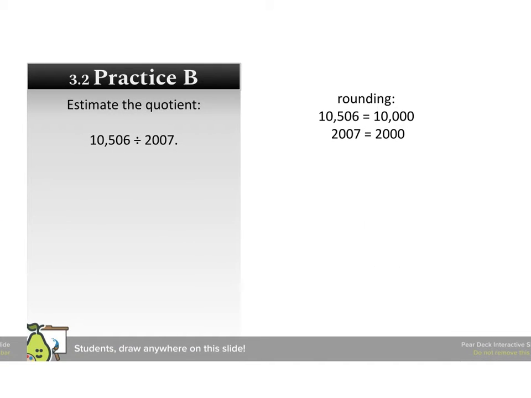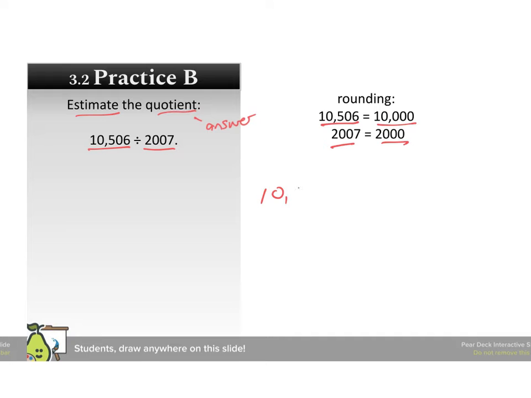Next question. We're going to have 10,506 divided by 2007. We're going to estimate. The quotient is like the answer. Quotient is part of the vocabulary. So I give it the rounding. 10,506 would be approximately 10,000. 2007 would be approximately 2,000.